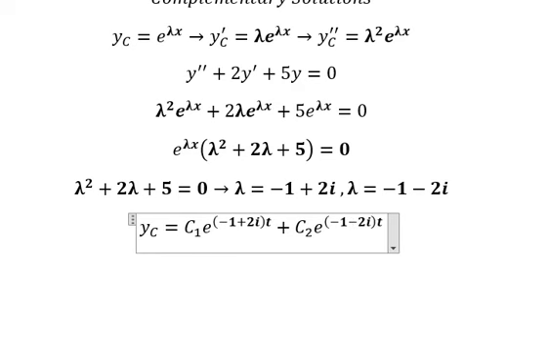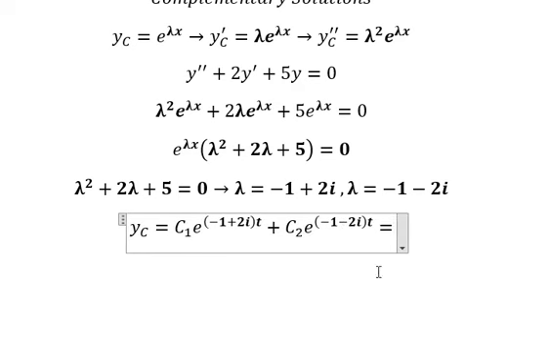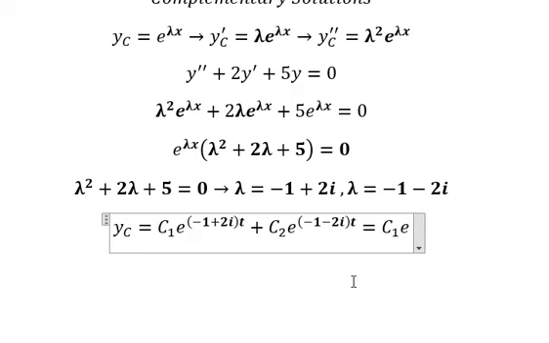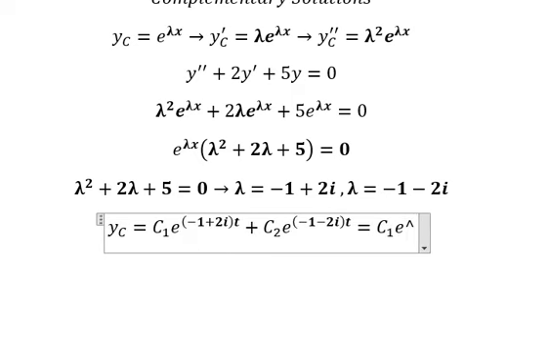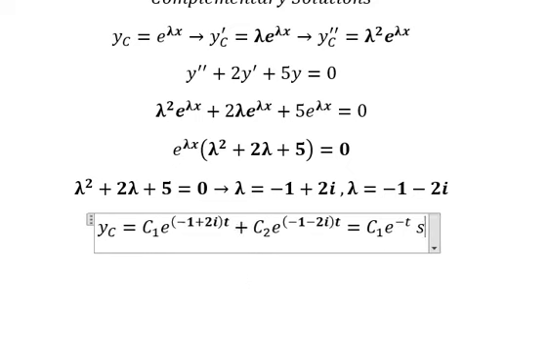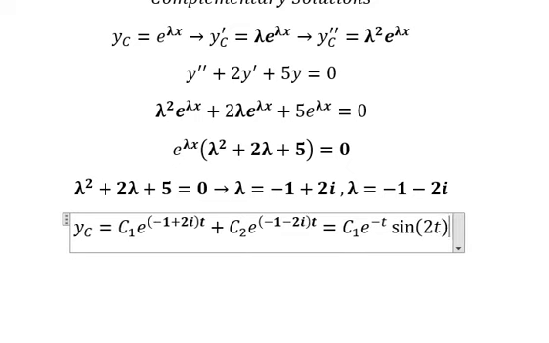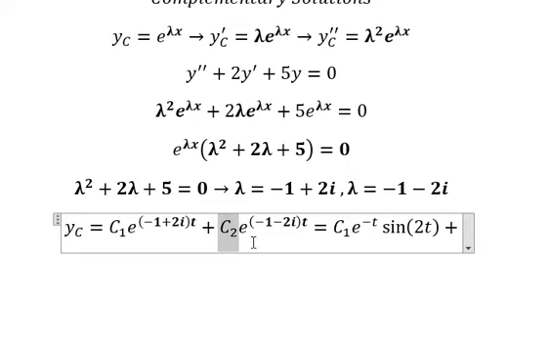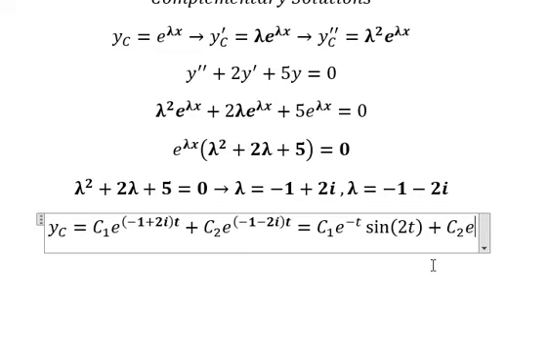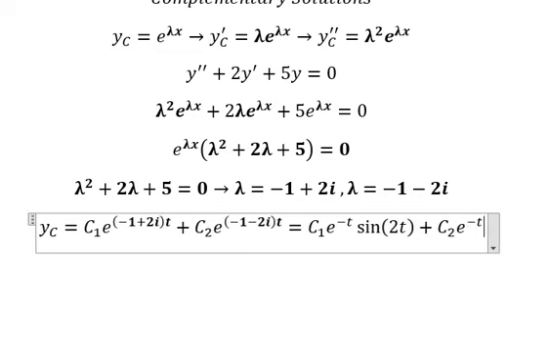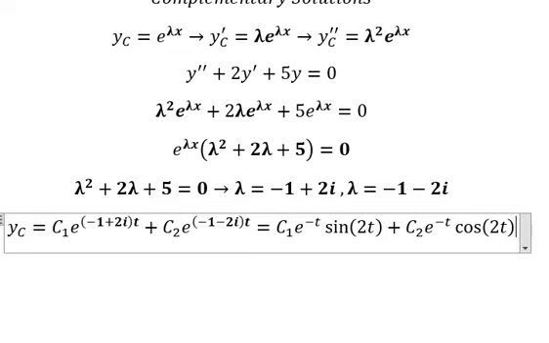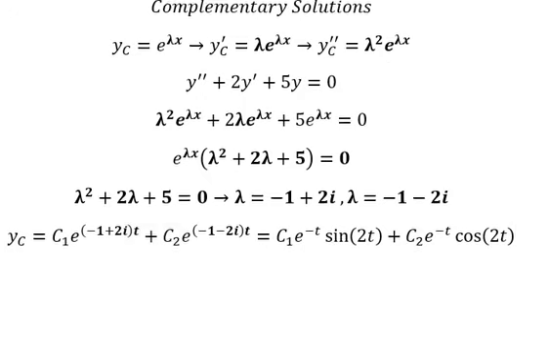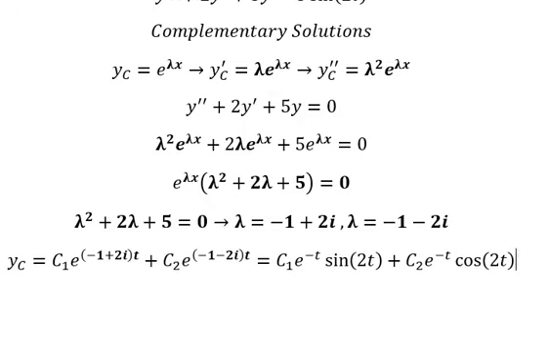So in this situation, we can write another way. That's c1, e to the power of negative t, and we have sine 2t. And c2, e to the power of negative t cosine 2t. Next, we need to go to the particular solutions.